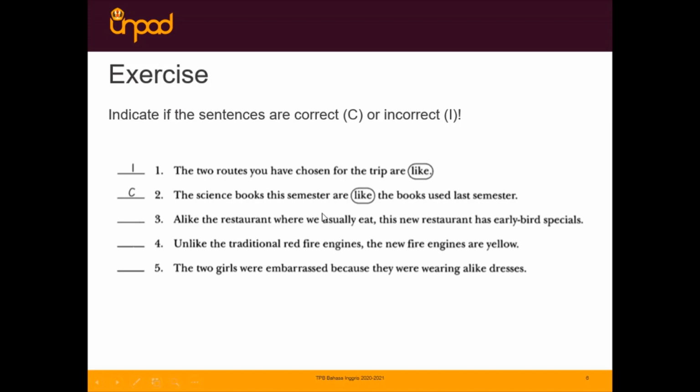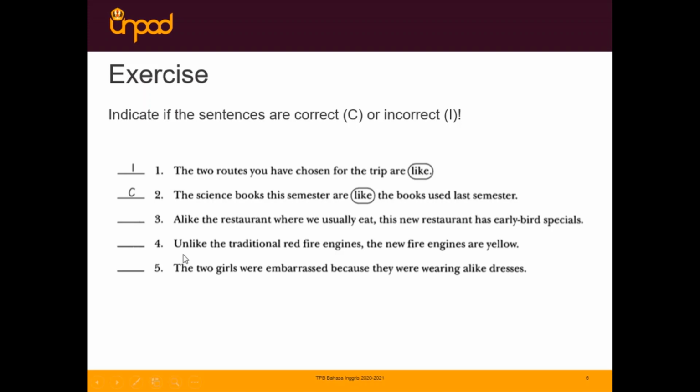Unlike the restaurant we usually eat, this new restaurant has early bird specials. Now if we look at the sentence structure and if we go back to the summary, the table in the previous slide, we can see that the word alike as an adjective should be used after a linking verb. In sentence 3, we can immediately see that there's no verb whatsoever before the word alike. So, based on that, we can conclude that sentence 3 is, in this case, incorrect.